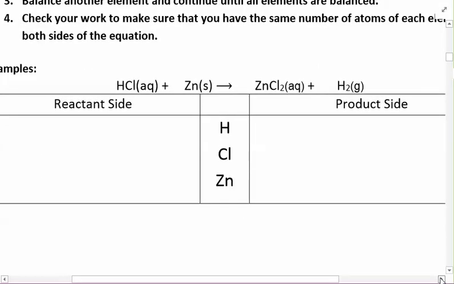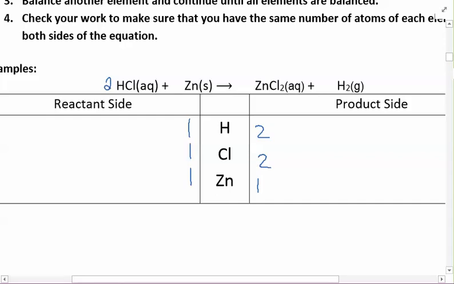So taking a look at the next example here, this one has a few more substances, making it a bit more complex. So again, I'm going to start off by taking an inventory. I have 1 hydrogen, 1 chlorine, and 1 zinc on the reactant side. And on the product side, I have 1 zinc, 2 hydrogen, and 2 chlorine. So right away, I see my hydrogen and my chlorine are not balanced.